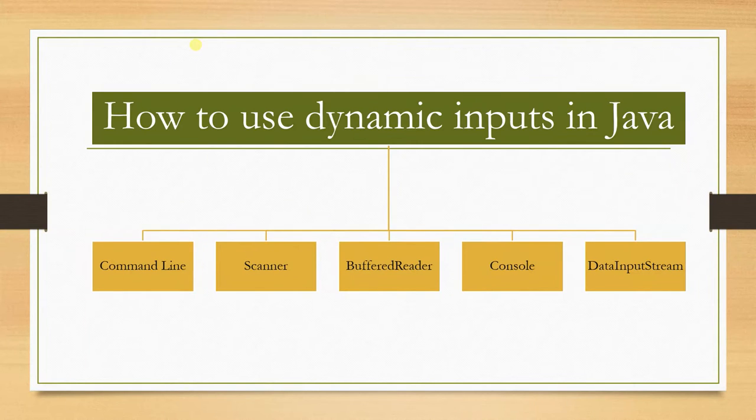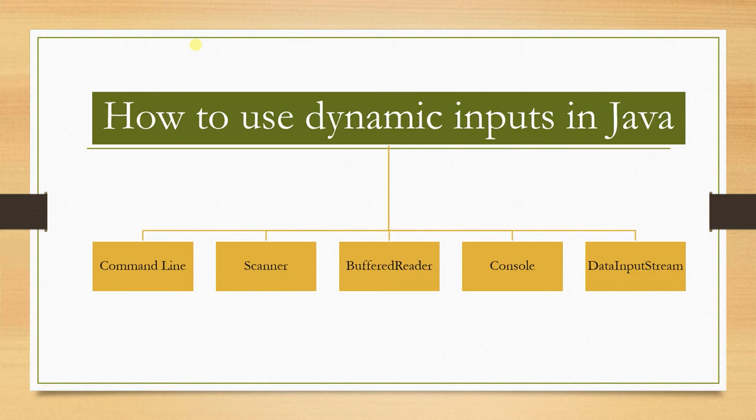There are 5 ways in which you can use dynamic inputs in Java. You can pause this video and note them down. They are through the command line, using the scanner class, the buffer reader class, the console class, and the data input stream class.